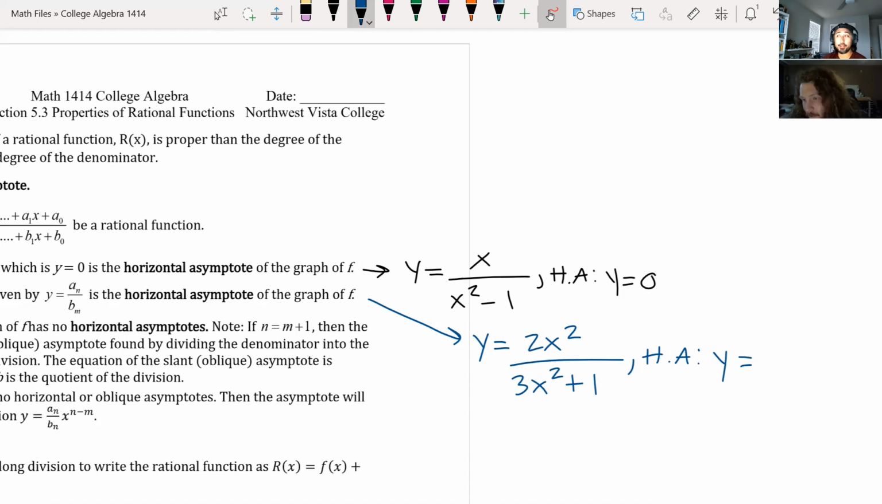So if my degrees are equal, then it's the leading coefficients over each other. So for this example, what would my horizontal asymptote be? 2/3. That's it. Y equals 2/3. All right.